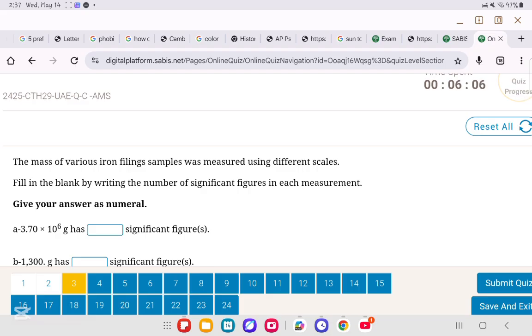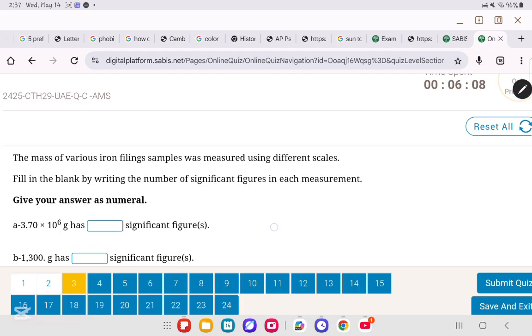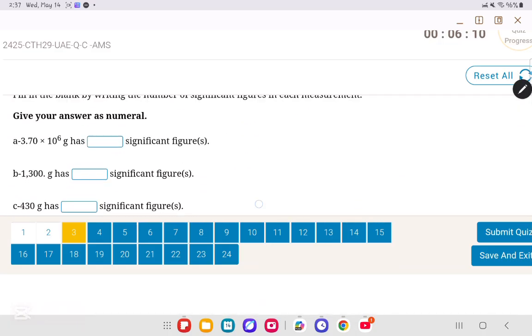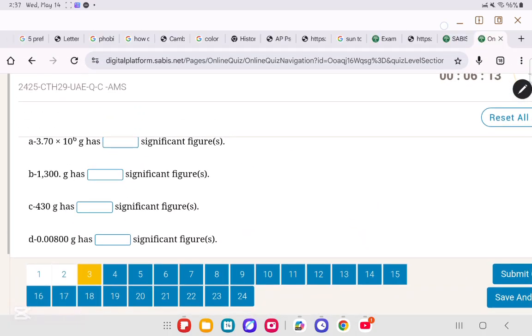The mass of various iron fillings sampled was measured using different scales. Write the number of significant figures. Okay, this is a very easy question. So, the number of significant figures in each one of them. This has 1, 2, 3 significant figures. Why? Because the 0 after the decimal place, and if it's after a whole number, of course, then we will say what? We will say it is a significant figure.